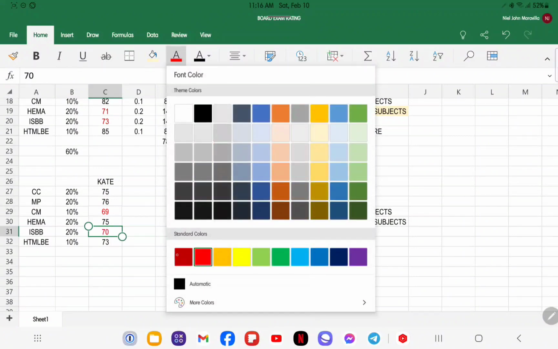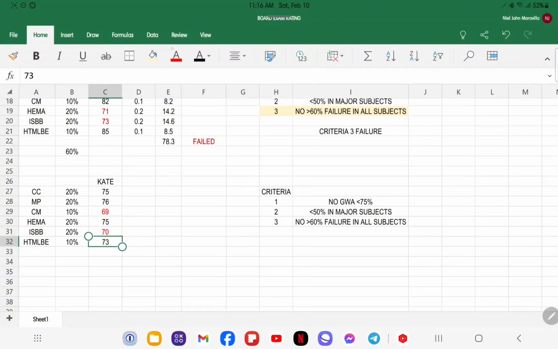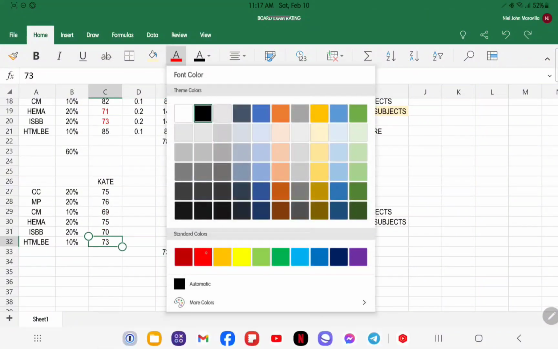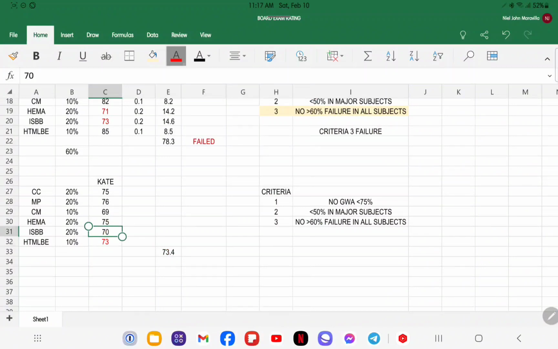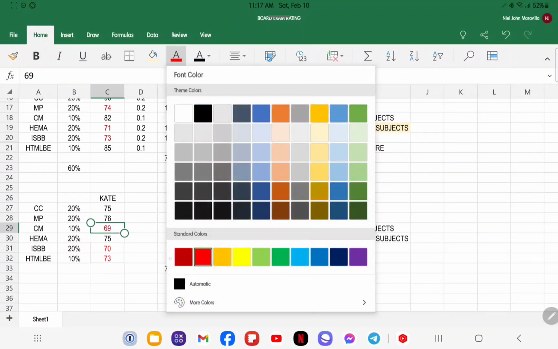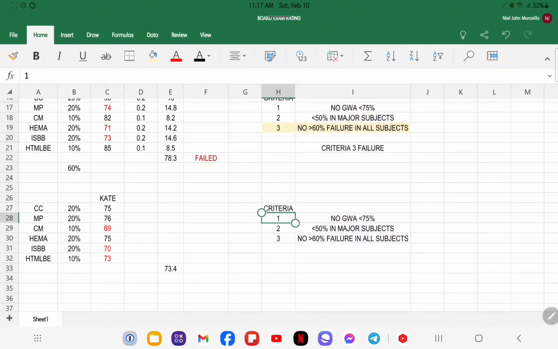So, ito, isa. Dalawa. Tatlo. Ay, bagsak ba? Bagsak siya. Need pala talaga i-compute, guys, no? I-compute for the GWA. Wait lang. Ayan. So, upon checking sa kanyang GWA, bagsak siya, guys. Kahit na tatlo yung kanyang na-fail na subject, since criteria number 1 pa lang, bagsak na siya. So, this is a criteria number 1 failure po.